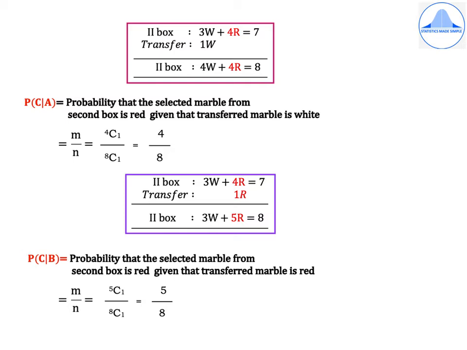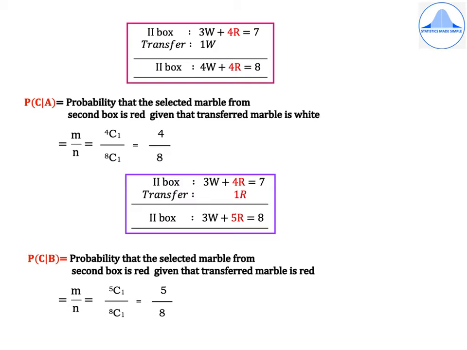Now let us start with probability of C given A. This is equal to probability that the selected marble from the second box is red, given that the transferred marble is white. Use the formula M divided by N. All you have to do now is make use of the red colored marbles which are there in the second box. So there are 4 red colored marbles and you have to select one. So it is 4C1 divided by the total number of marbles in the second box, which is 8, 8C1, which is equal to 4 divided by 8.